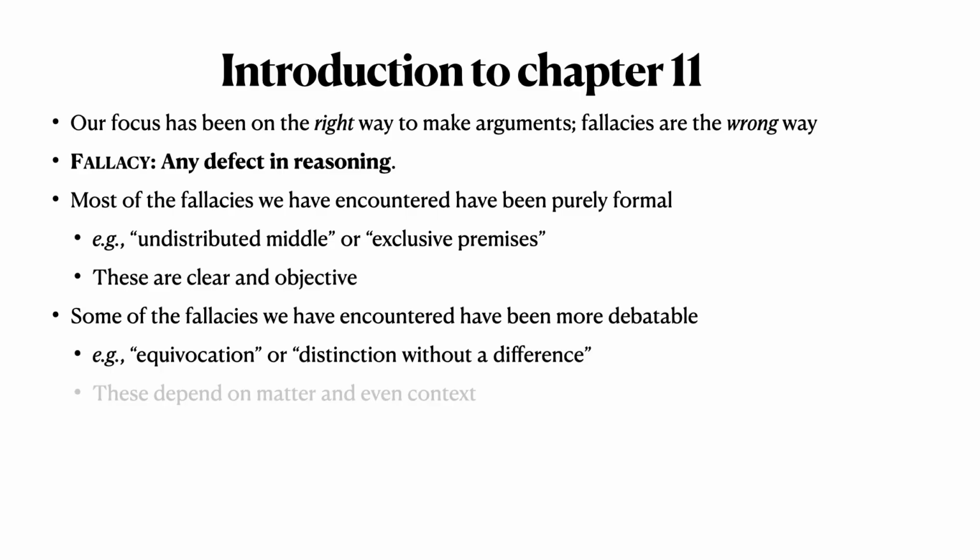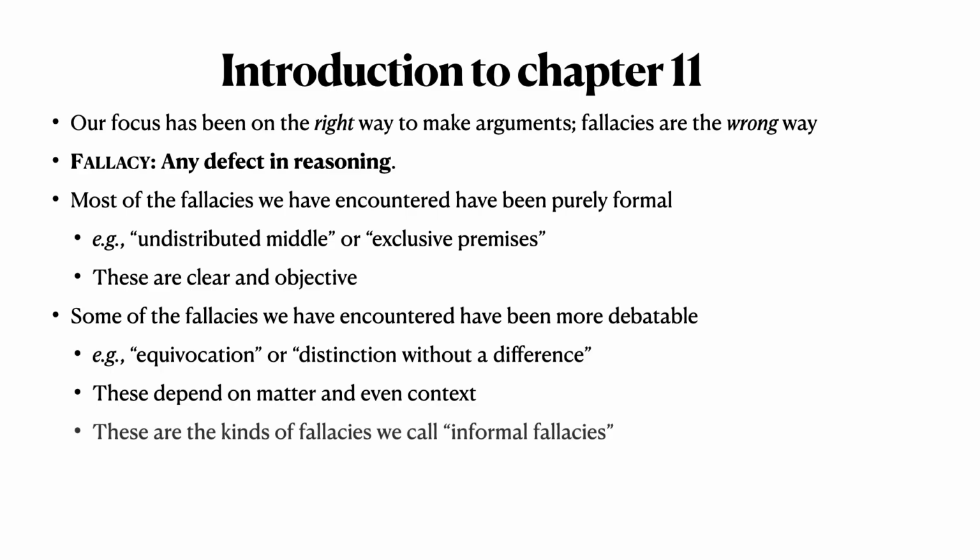So a lot of times with these kinds of fallacies, they depend not just on form, but on what we're talking about, the matter of the conversation. And sometimes they even depend on the context of the conversation. These are the kinds of fallacies that we call informal fallacies. We call them informal not because they dress a little sloppy or they use the wrong fork for dinner. We call them informal because they're simply not formal. They depend on more than mere form.